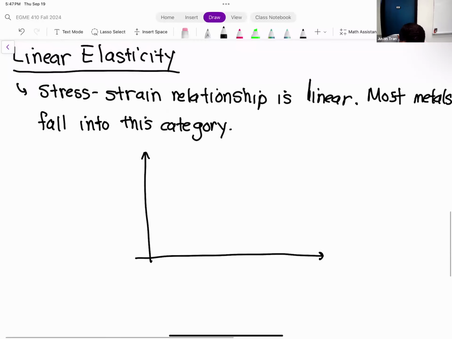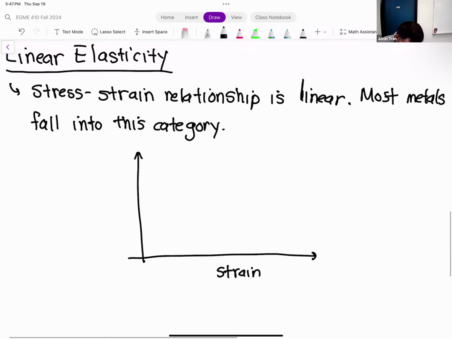Okay, but for linear elasticity, you've probably seen this curve a bajillion times at this point, right? We have strain on the horizontal axis. We have stress on the vertical axis. And their relationship is purely linear.